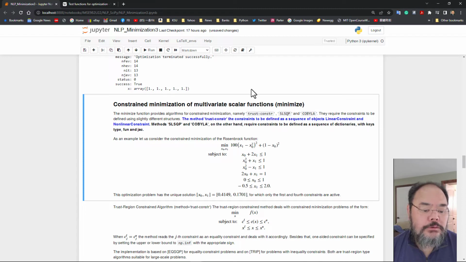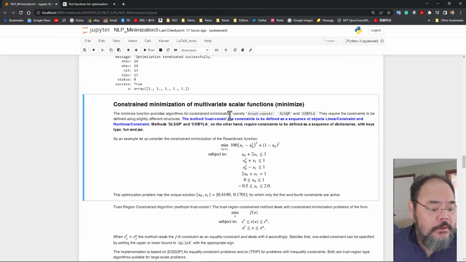Okay, so we're going to illustrate that. As an example, the same minimization problem, where the objective function is the Rosenbrock function. However, I put in several different types of constraint. First is a linear constraint, x0 plus 2x1 less than or equal to 1. The second and third constraints are nonlinear constraints. And the fourth constraint is also a linear constraint. Then I have bounds on each of the variables: x1 is between 0 and 1, x2 is between negative 0.5 and 2.